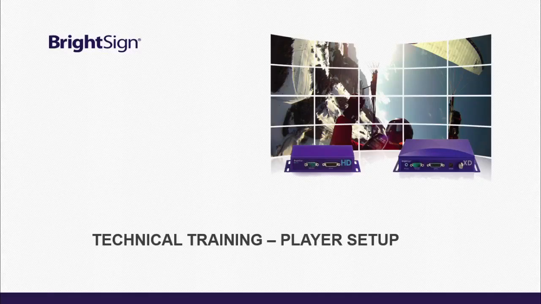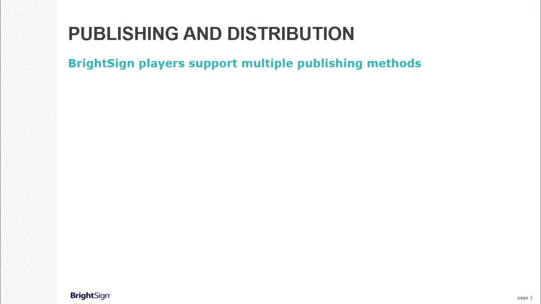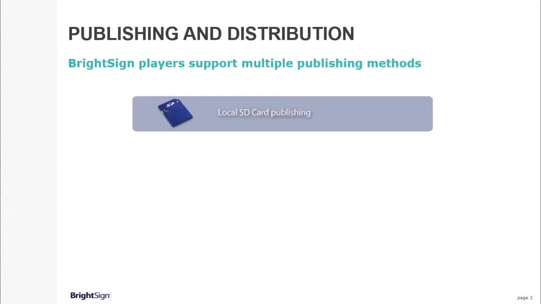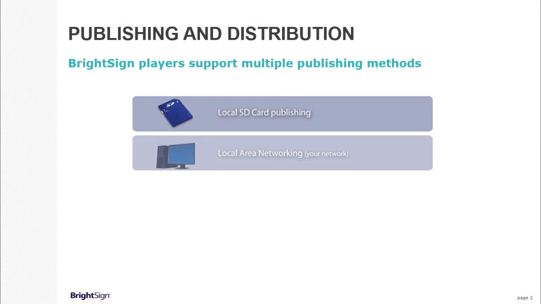As we continue with our technical training series, in this module I'm going to discuss configuring a player for local network publishing. Earlier I mentioned that there are 4 different methods for publishing to BrightSign players. You can publish direct via an SD card. You can publish over a local area network.